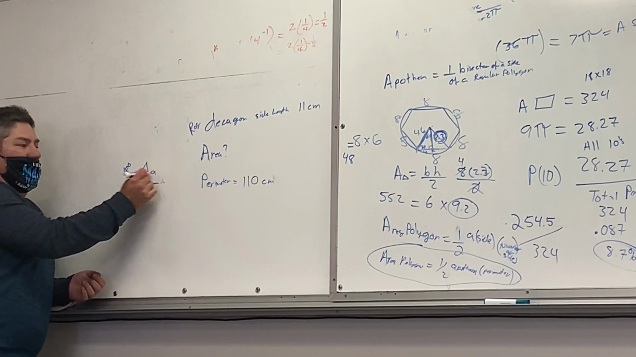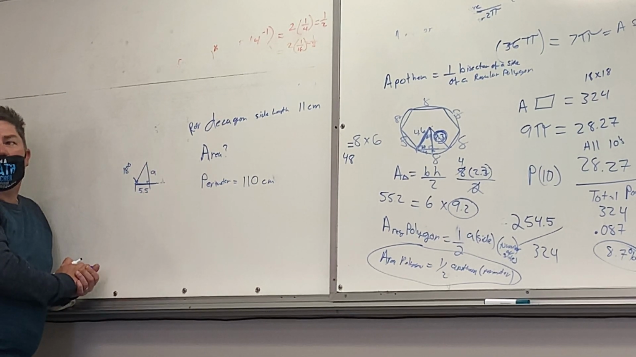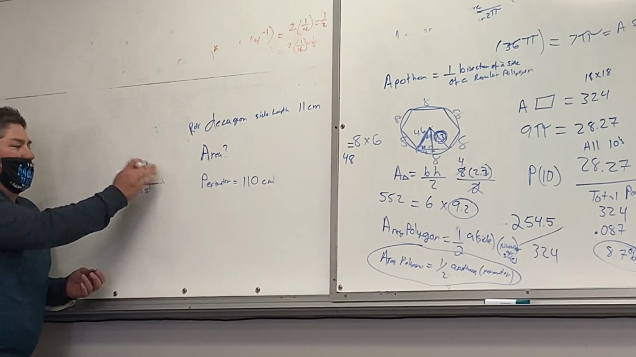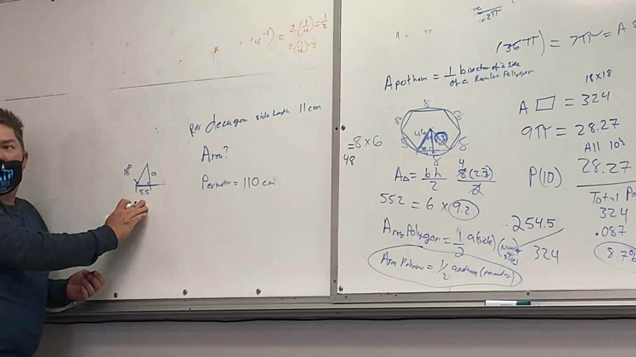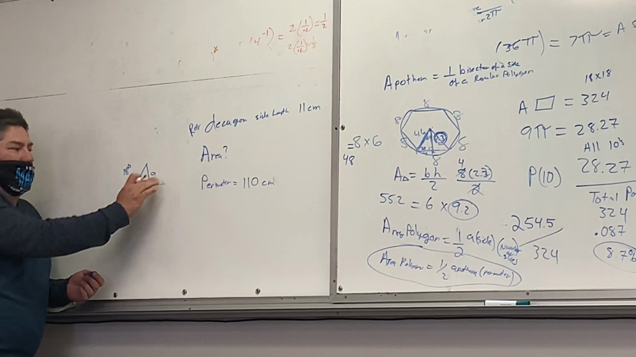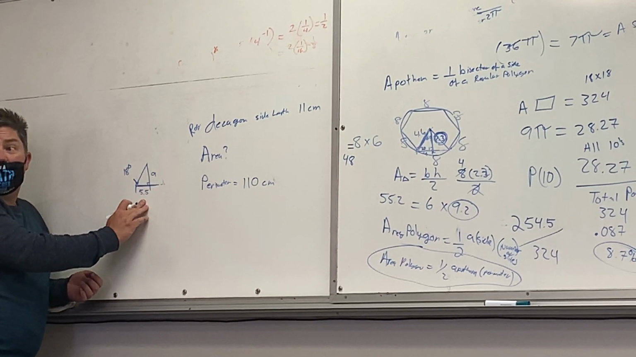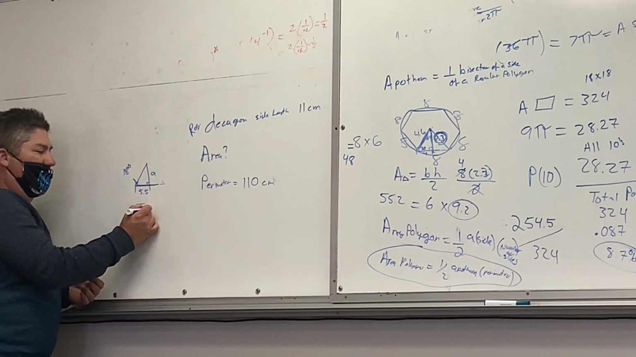How am I going to find A? Memory? Nope. SOHCAHTOA. So am I going to use sine, cosine, or tangent? Well, you have the opposite, and I have the adjacent. Yes. Opposite over adjacent is tangent. So I'm going to go tan of what?